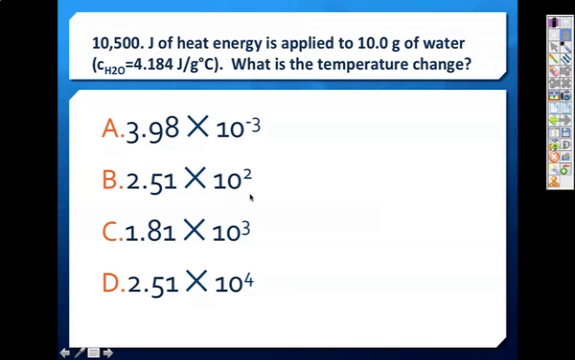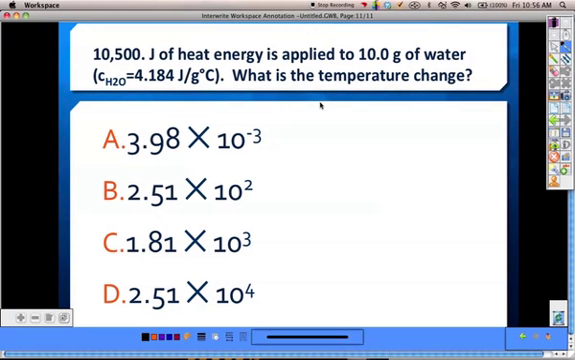Okay, our next problem, again, we're going to want to know that Q is equal to mc delta T. And let's look at what we have. We have 10,500 joules of heat. That means our Q value is given to us, applied to 10 grams of water, that's my M, with a specific heat capacity, C, of 4.184 joules over grams degrees Celsius. And I'm looking for temperature change, so I'm looking for delta T.